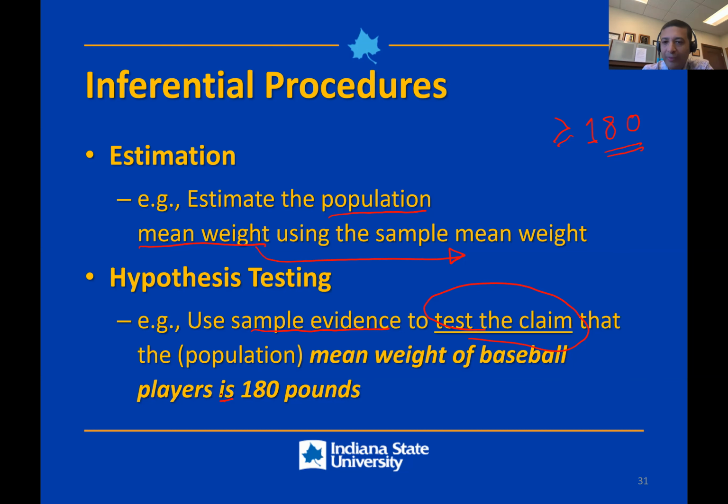And the claim again could be that the population mean weight of baseball players is more than or equal to 180 pounds, which can also be phrased as at least 180 pounds. Depending on how you frame your claim, you frame your hypothesis based off of that. And we will discuss this exact same thing later on in this class when we decide on hypothesis testing.